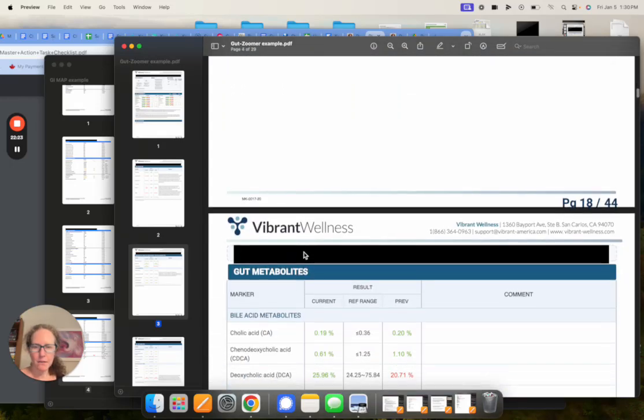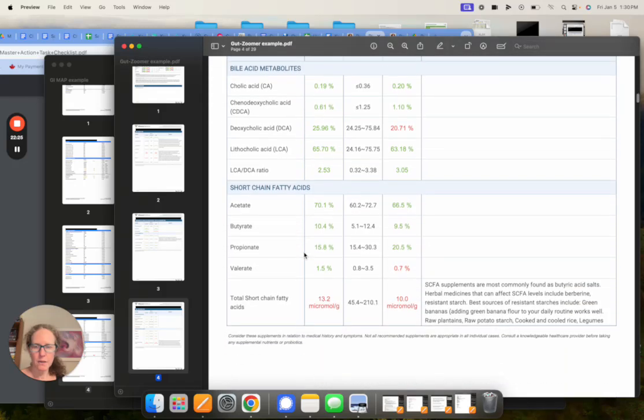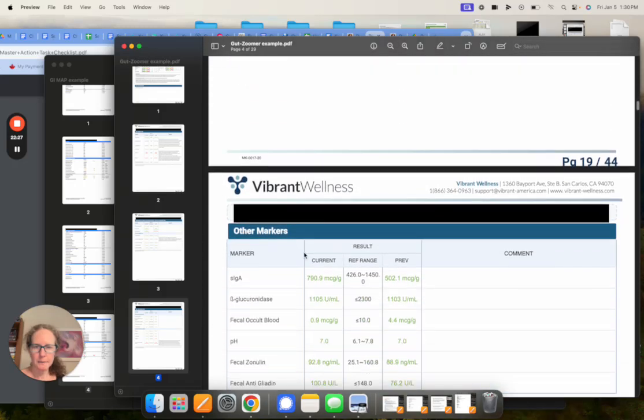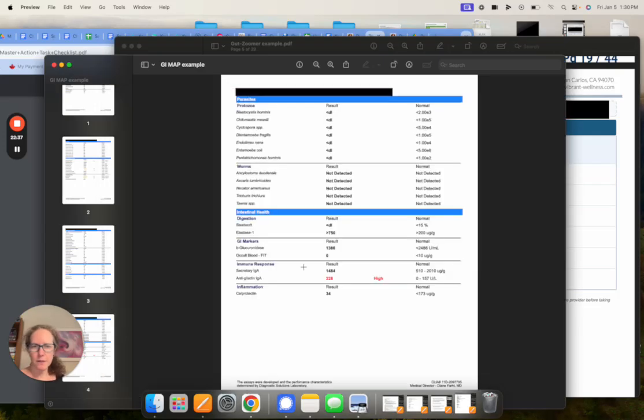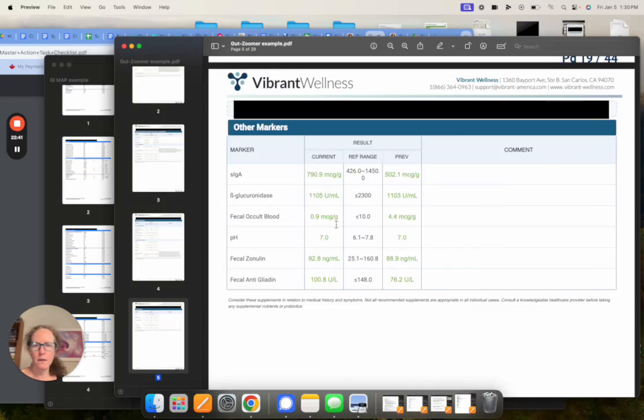Breaking it down, it keeps going on. This is all still digestive capacity. Here's our secretory IgA, our beta-glucuronidase, our blood, our anti-gliadin. So that's similar to what we have here. But we also get a pH, which is kind of nice because sometimes when the pH is off, that can tell us, I think there's an infection in there that's not showing up. So it gives us sort of more windows into the gut.